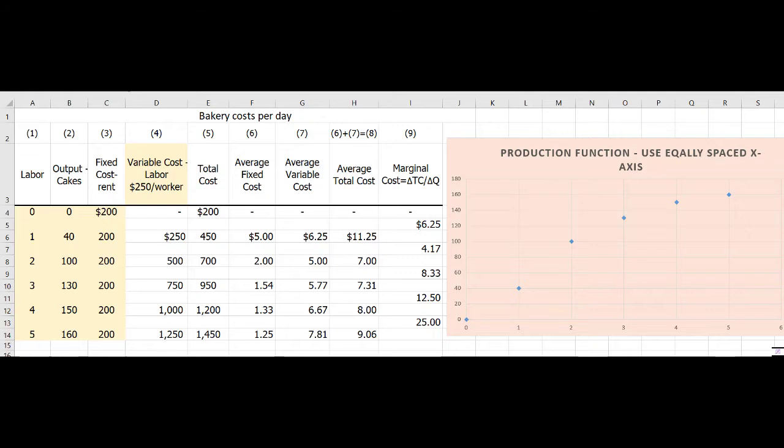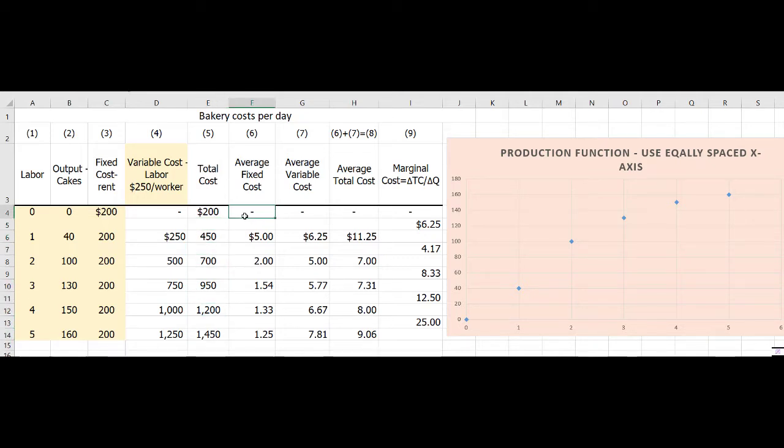Then we have total cost, which is fixed cost plus the variable. And it's important to note right here that even with 0 workers, your total cost is $200 because you still have the fixed cost. No matter what, you're going to have to pay that rent, even if you don't have any workers. And then your total costs ramp up, as you can see, which makes sense.